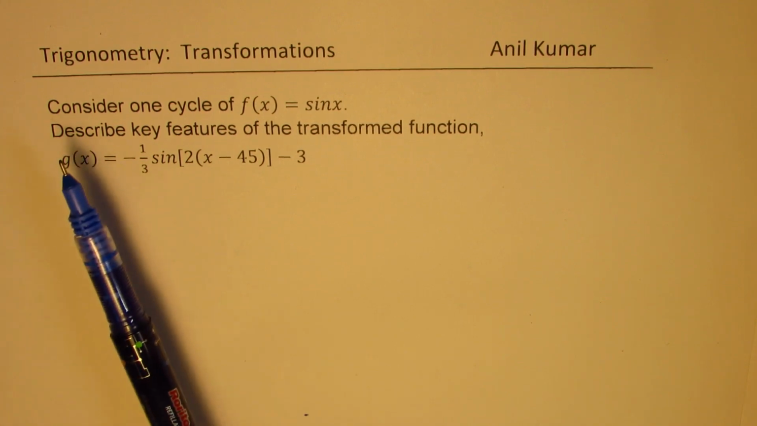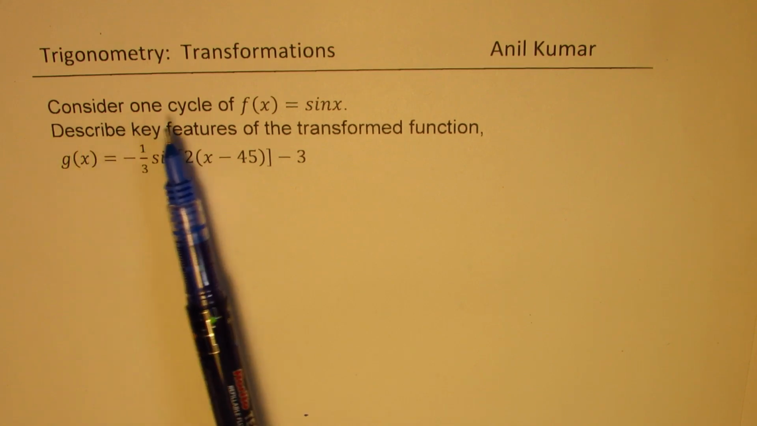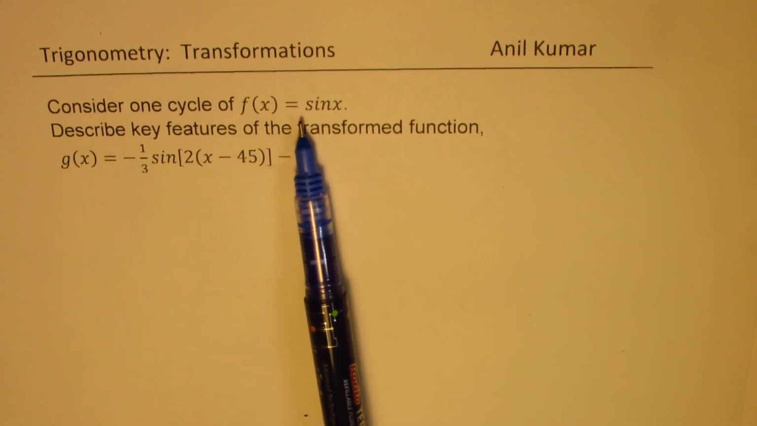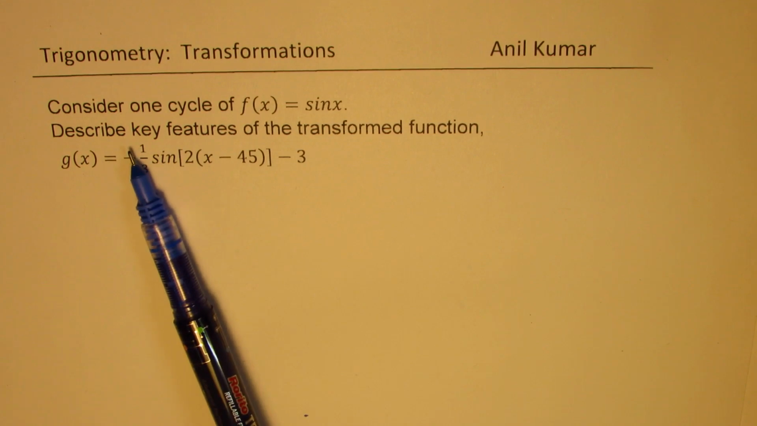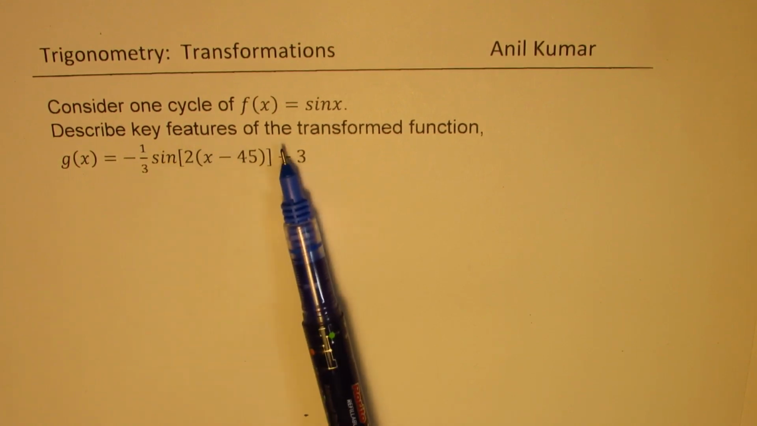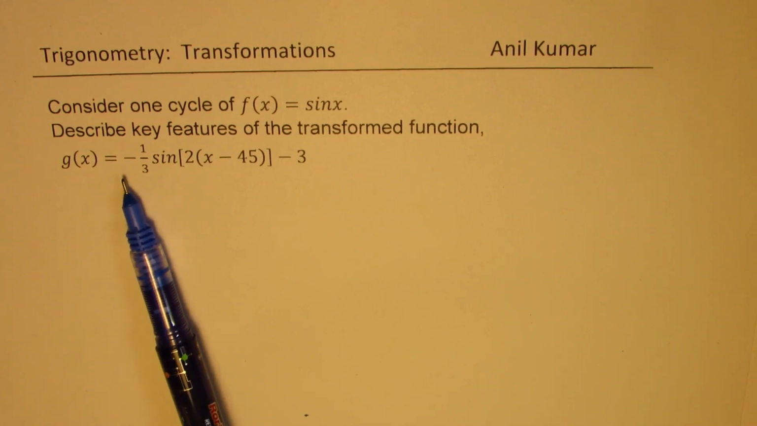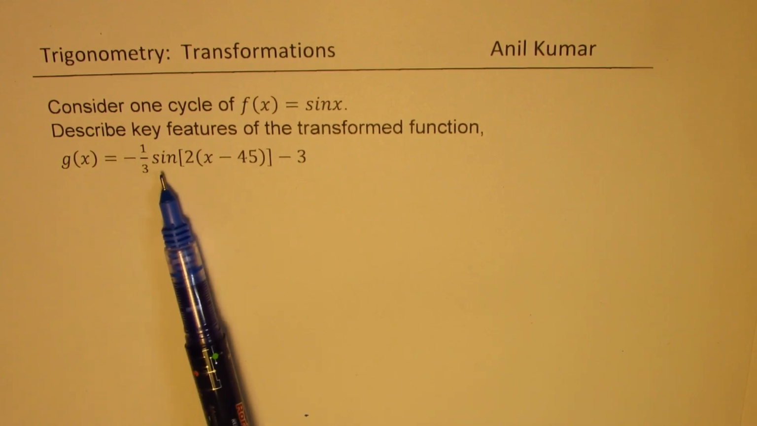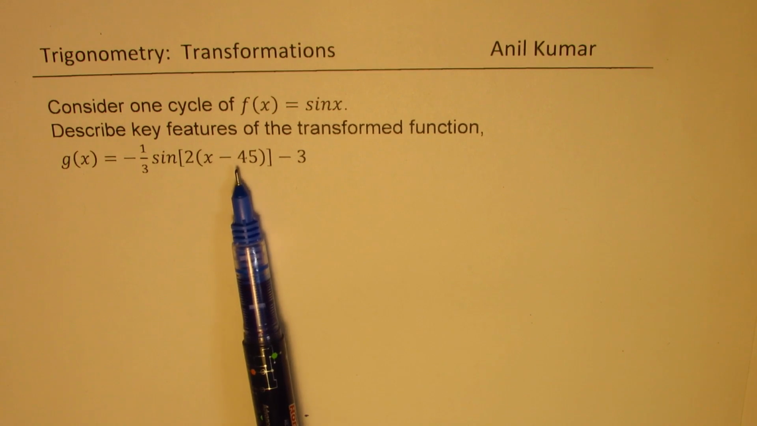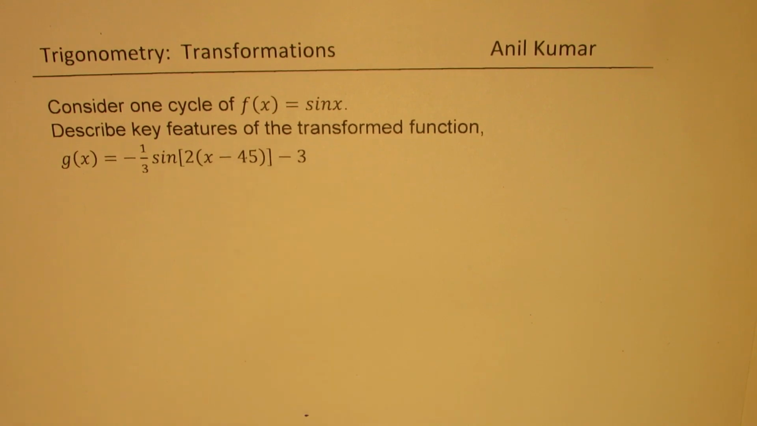The question here is, consider one cycle of f(x) = sin x. Describe key features of the transformed function g(x) = -1/3 sin(2(x - 45)) - 3. You can always pause the video, answer this question, and then look into my suggestion.